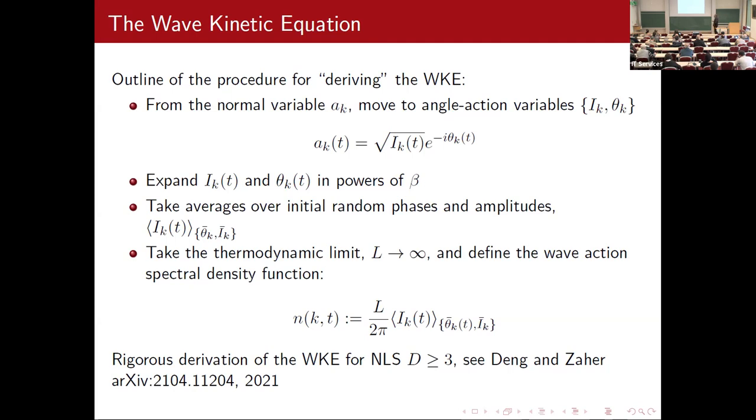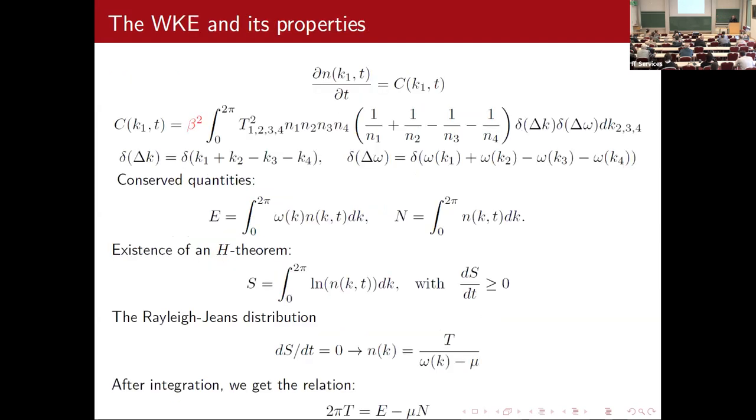Take the large box limit, so you take L going to infinity. You can define a wave action spectral density function, just averaging over the wave action, okay? And theta bar and I bar are initial conditions, okay? If you do that, you can write down an evolution equation for the wave action spectral density function, which is this one. It looks very much like a Boltzmann equation.